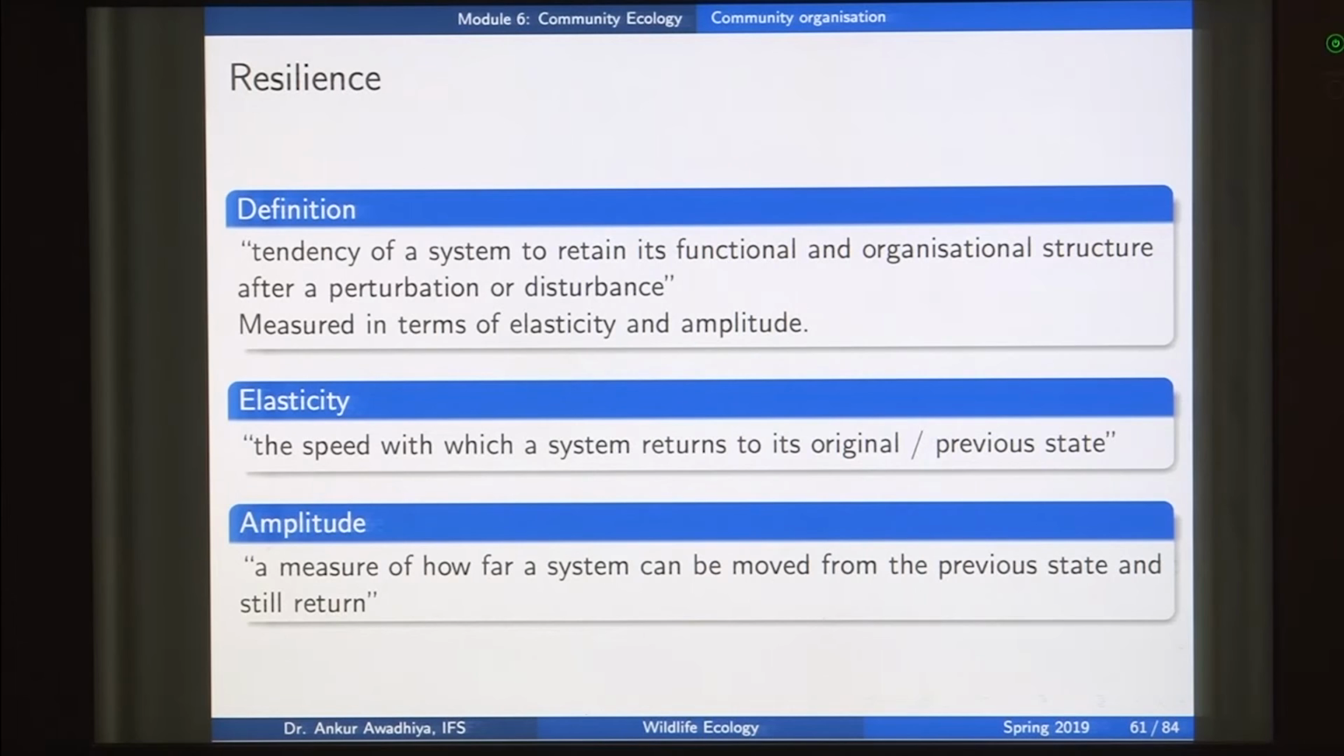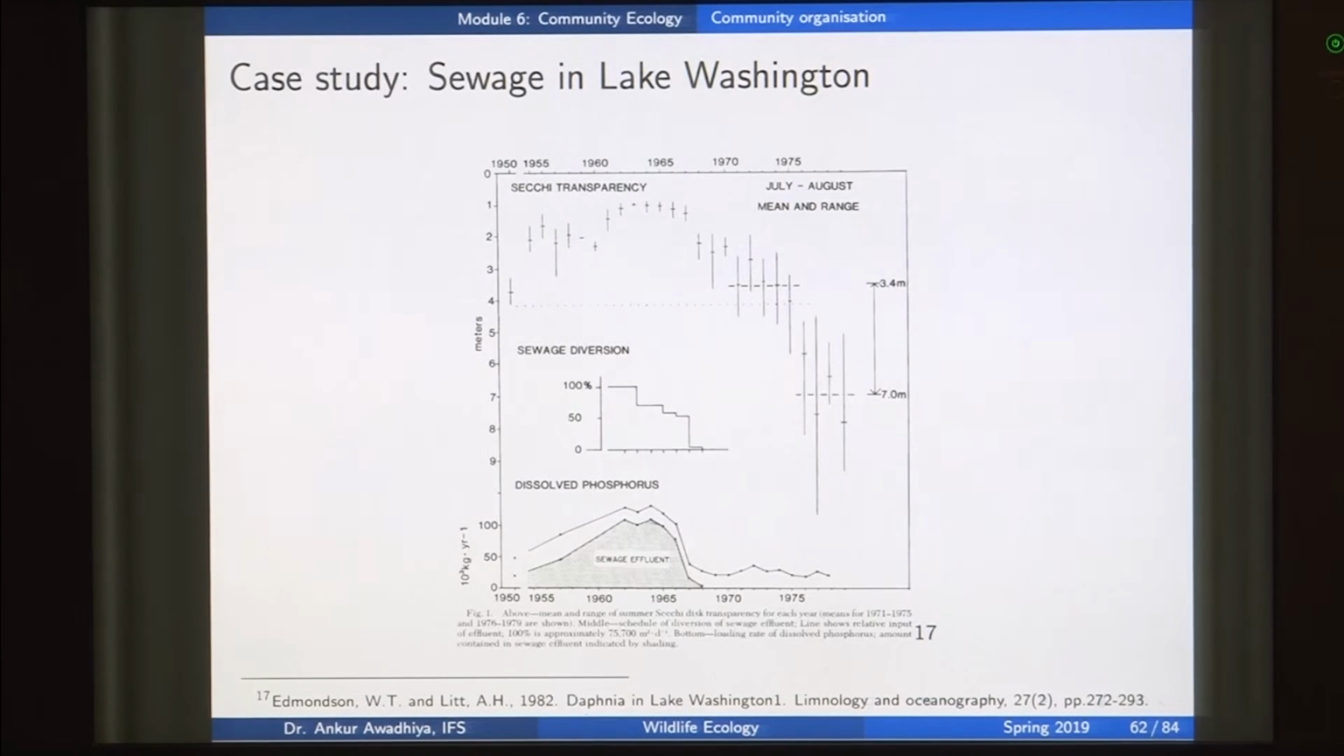Now, why are these concepts of resistance and resilience so important? As we have seen, because we are adding a number of disturbances to different communities. Now, this is a case study of sewage in Lake Washington. Lake Washington is a lake near Seattle, and in the case of this lake, there were a number of sewerage drains that were draining into this particular lake.